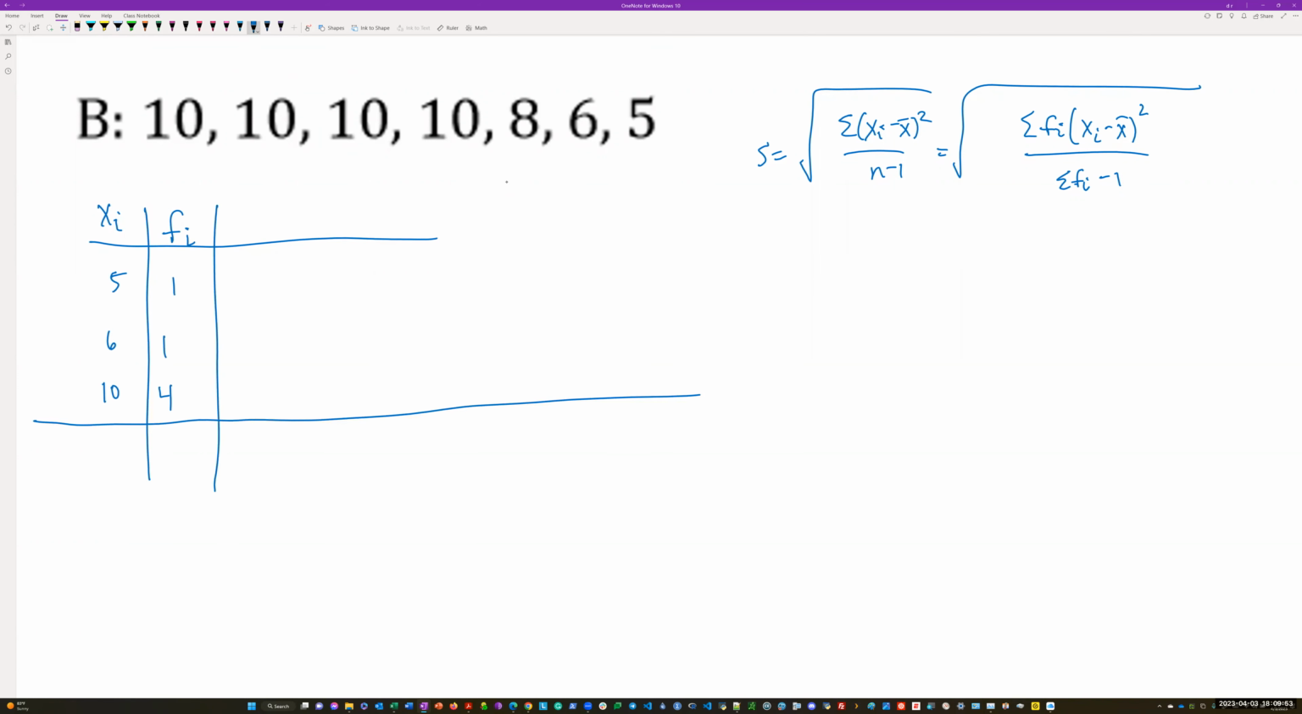Now to find the average here, the thing is that this 10, I have to add it up 4 times. We can't forget to add it up 4 times. Does that make sense? There's 6 numbers. So the average is going to be equal to the sum of the x's times their frequencies divided by the sum of the frequencies. Sum of the x's times their frequencies, so that's 5 plus 6 plus 40 divided by 6. So that's 51 over 6. That's 17 over 2.